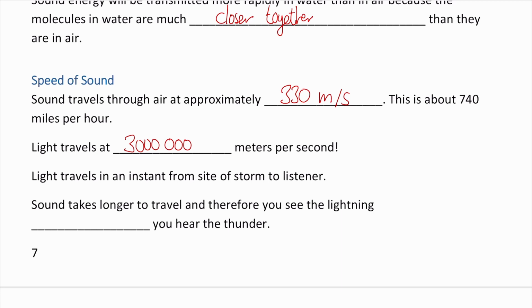330 metres is very roughly a fifth of a mile. So if lightning were to go off about a mile away from you, the light would reach you almost instantly, but the sound would take about 5 seconds to reach you. So sound takes longer to travel, therefore you see the lightning before you hear the thunder.